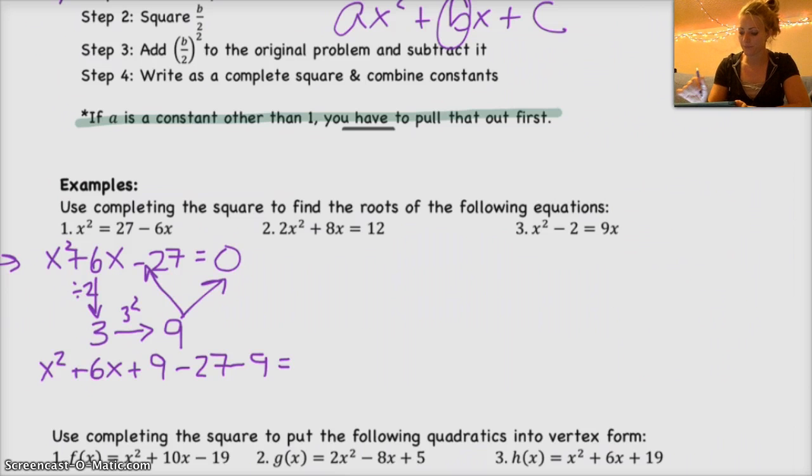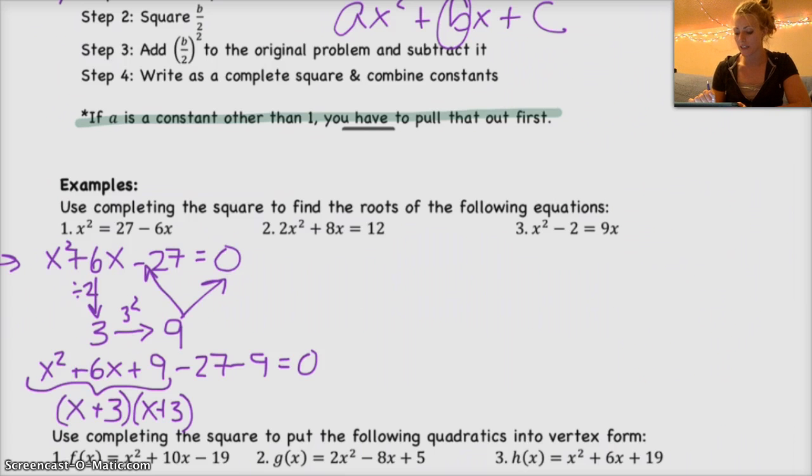So this part, the x squared plus 6x plus 9, that is a perfect square. Because if you try to factor that, x plus 3 times x plus 3 satisfies, right? It factors. That's how that factors. And then I have minus 27 minus 9. So minus 36 equals 0. So then I can continue.